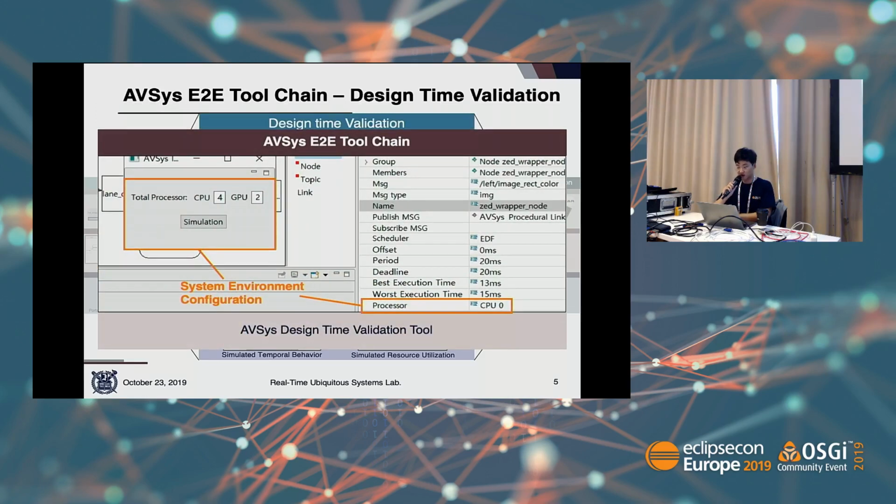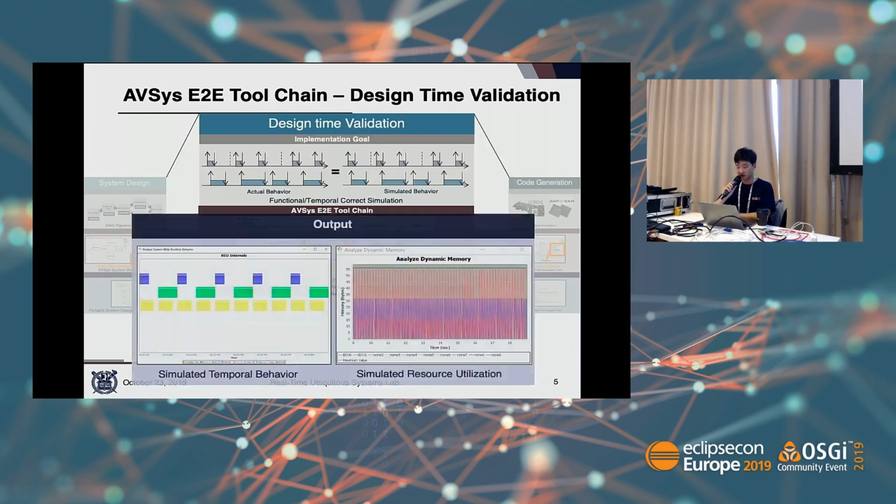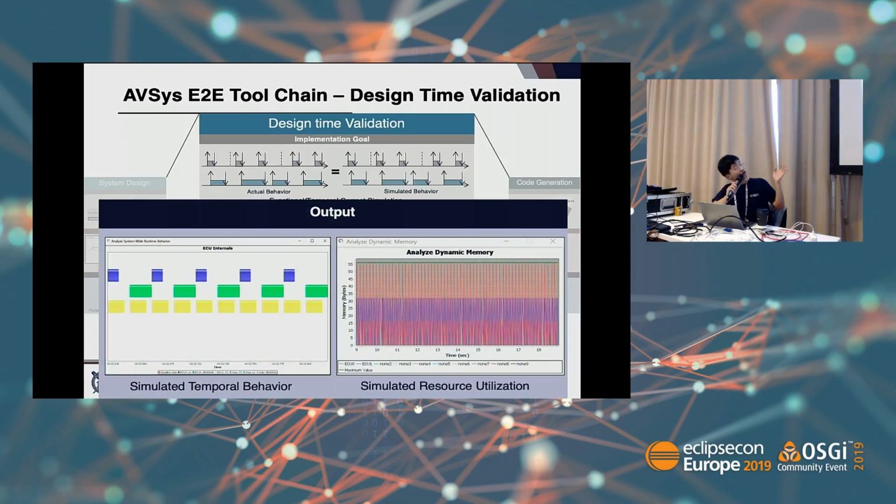For that, you just need to type the processor number and the GPU number for the simulation. That's all. For each node, you need to type some system environment configuration. Then we cover the simulation part. As you can see, the output shows the ECU temporal behavior and some memory dynamics. You can simulate the resource utilization, as you can see.